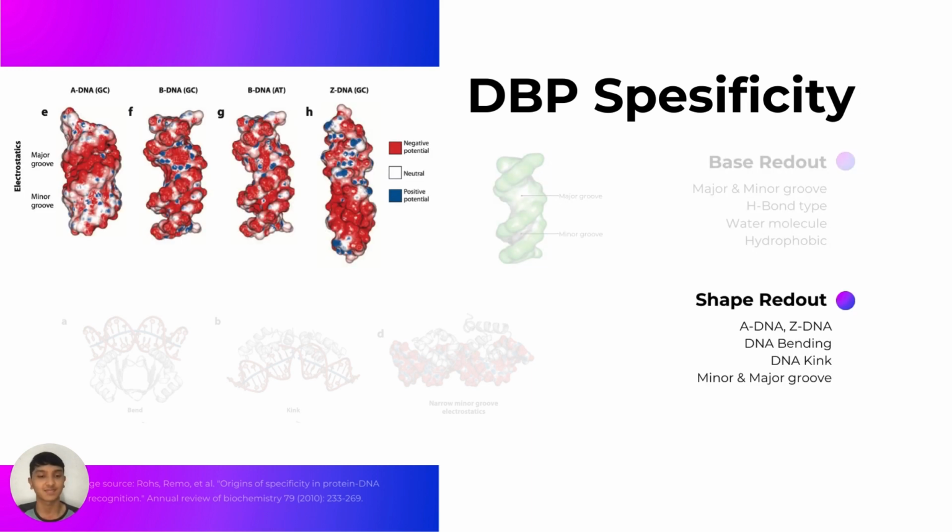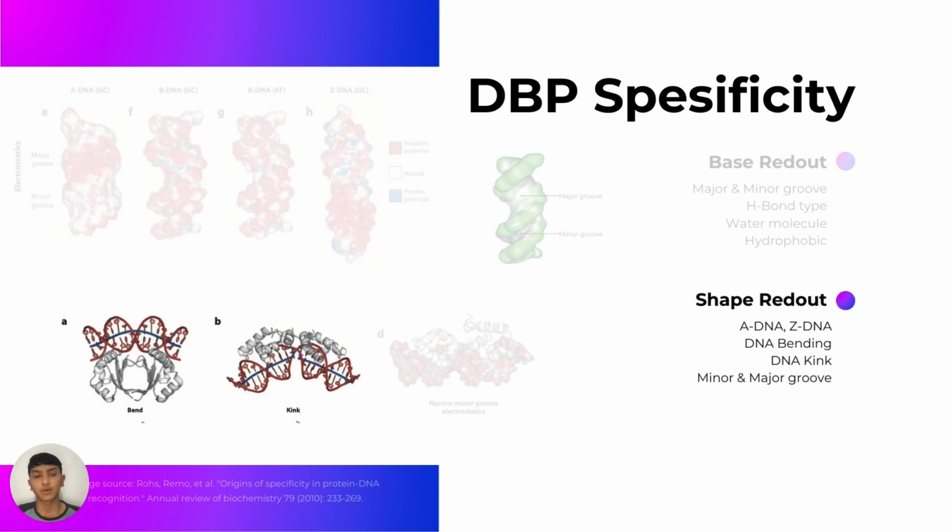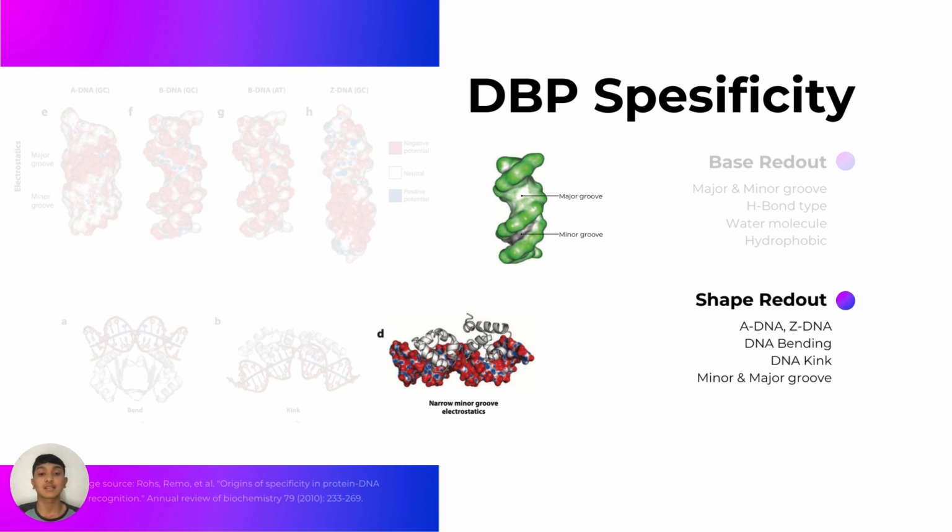specificity. Meanwhile, shape readout is influenced by the DNA changing conformation into A-DNA or Z-DNA, local arrangement of bases that can bend or kink the DNA, as well as the existence of minor and major grooves. All of these mechanisms are suspected to make certain DBPs very specific to particular DNA.